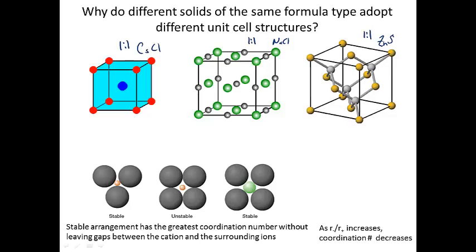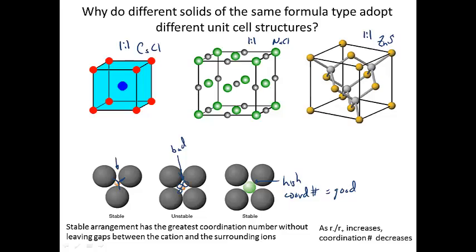And so what happens is the most stable arrangement is where you get the greatest coordination number, the biggest number of close attractions, without leaving any gaps. If you leave gaps like we see here, that's bad. If you get high coordination number, that equals good because you get more cation-anion attractions.